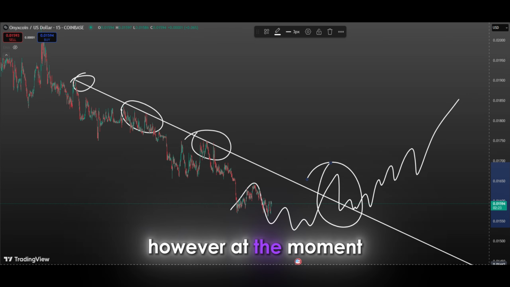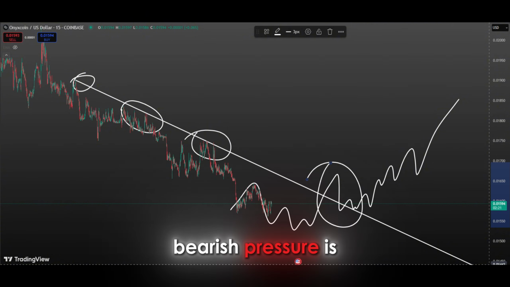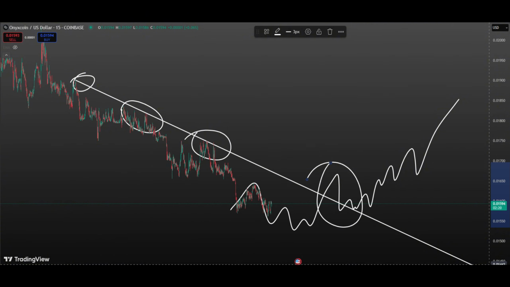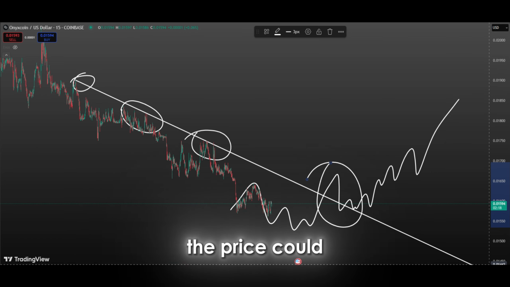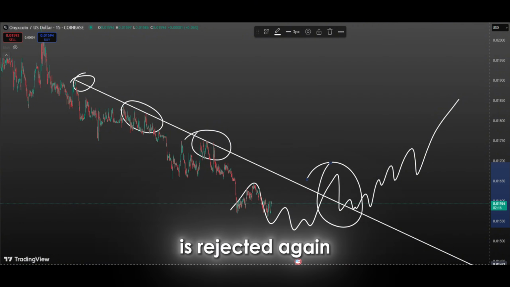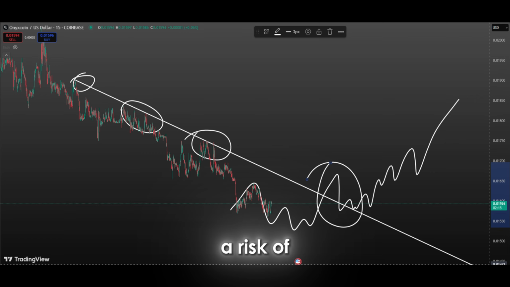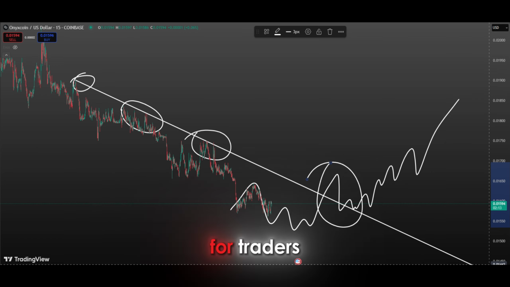However, at the moment, there is no clear close above the trend line, so it would not be correct to say that this bearish pressure is technically over. On the contrary, the fact that this line is still active means that at any moment the price could start a downward wave again. If this trend is not broken and the price is rejected again, then there is a risk of starting a new bearish move. This means that we are in a period of caution for traders.